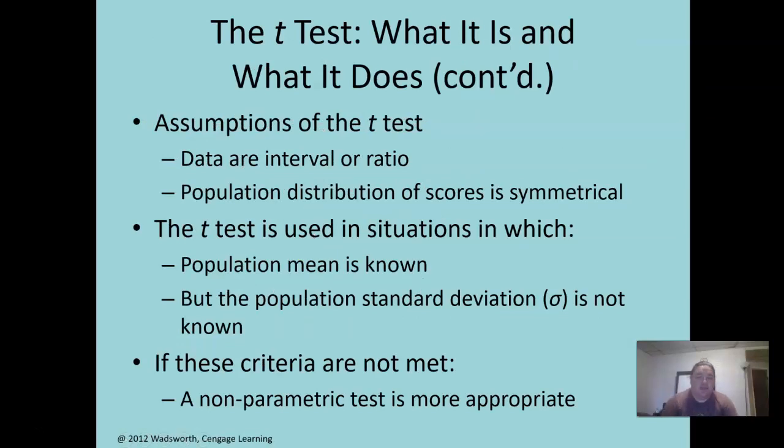The assumptions of the test: data are interval. In order to use the t-test, data must be interval or ratio. The population distribution of scores is symmetrical, and that's an assumption. The t-test is used in situations in which the population mean is known, but the population standard deviation is not known. So sigma is not known, but we use s for the sample standard deviation. If these criteria are not met, a non-parametric test is more appropriate.